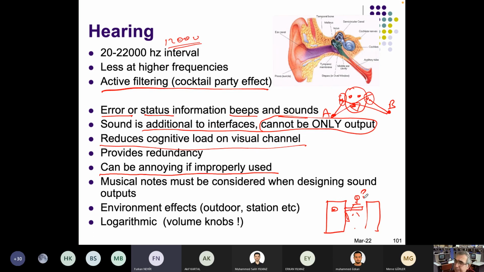And there are additional environmental effects when you are outdoors, in a market, etc. So audibility changes, and you have to have different volumes. Environment noise must be checked, and the sound from the interface, such as a telephone, should check the ambient noise in the surroundings. So if it's a silent room, the sound feedback should be lowered. But if it's an outdoor environment, then the volume should be increased.